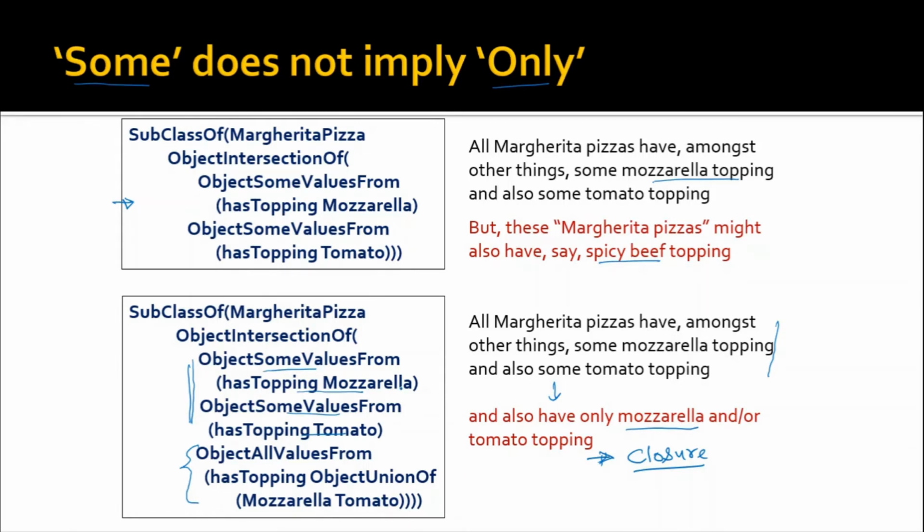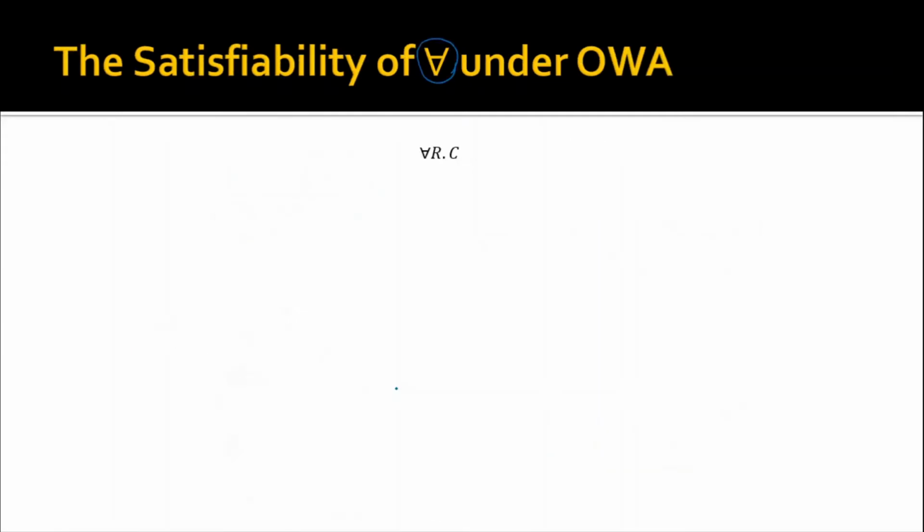But that is not happening because of the notoriety of this open world assumption over this particular construct, for all values from, right? So the semantics or the satisfiability of the expressions concerning this for all has got some curious aspects. So let us have a discussion on that. Then we'll try to illustrate the case of this for all values expression in the examples. So this is the kind of expression that we are trying to evaluate, right?